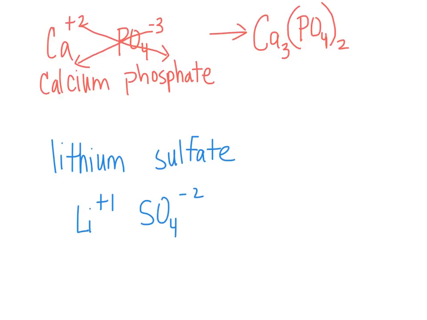You can use crisscross, or you could do the math in your head, and you should end up getting Li2SO4. Notice that if you did crisscross, 2 goes there, and then you only need one of those. Notice here, no parentheses. You did not need parentheses around the sulfate because you only needed one of them.